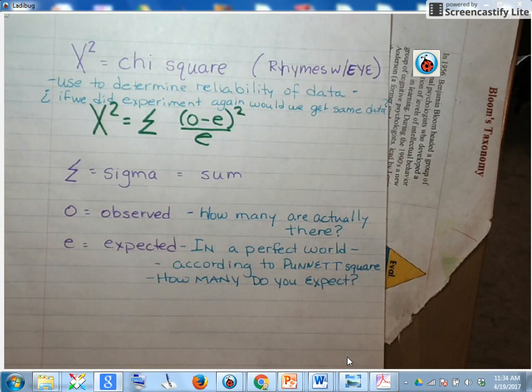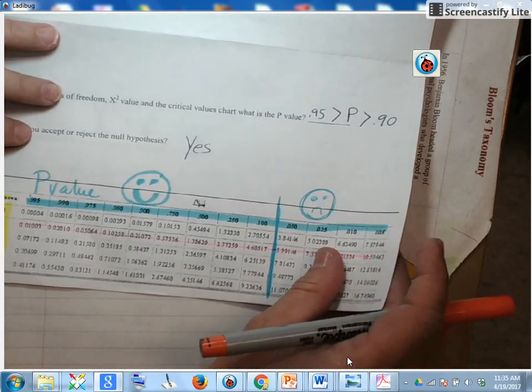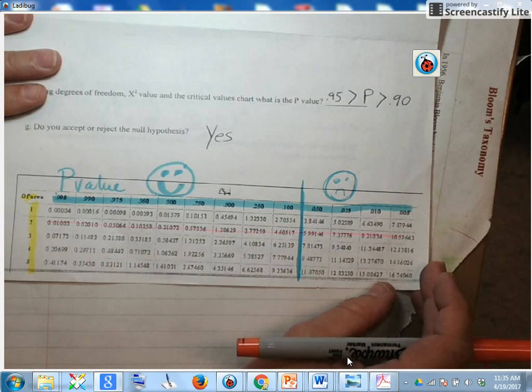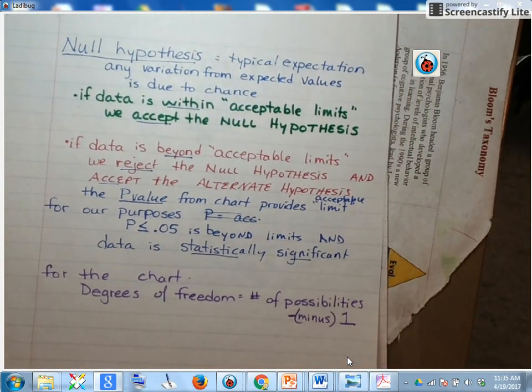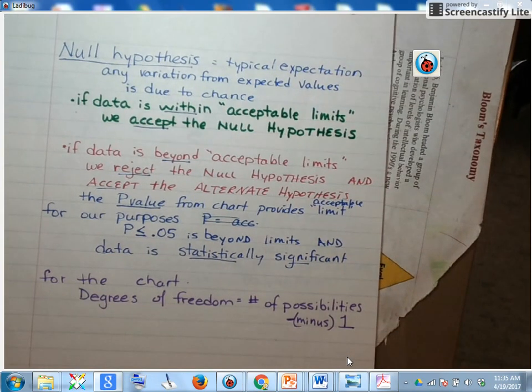And then once you get that chi-square value, you use this fabulous critical value chart to indicate if we accept or reject our null hypothesis. When we have such an experiment, typically you have a null hypothesis. The null hypothesis is just the typical expectation that any variation from the perfect expected values is simply due to chance. If the data was within the acceptable limits, we accept the null hypothesis. If the data is beyond acceptable limits, we reject the null hypothesis and accept the alternative hypothesis.